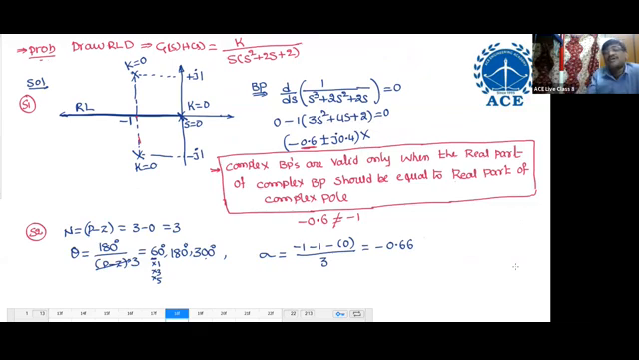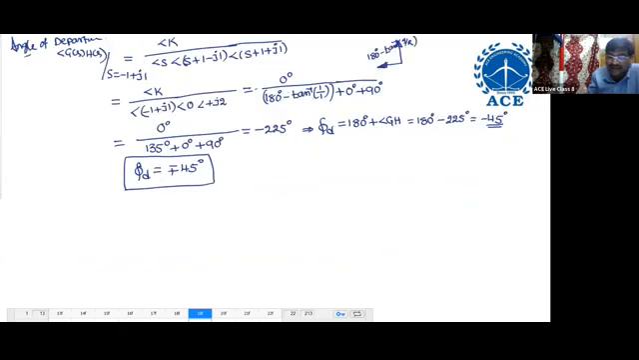Or when poles are to the right and zeros to the left, then also we have to find the intersection point with the imaginary axis. Calculate the intersection point with the imaginary axis. It is a third order system, so directly we can write.